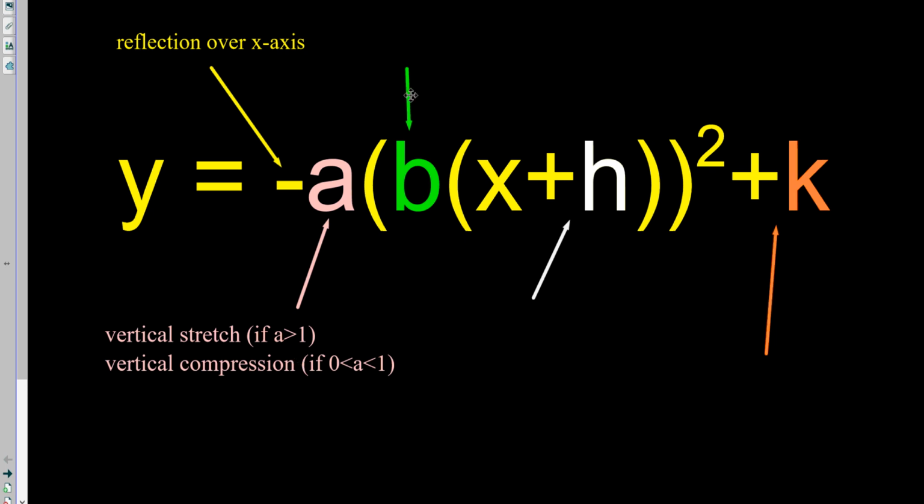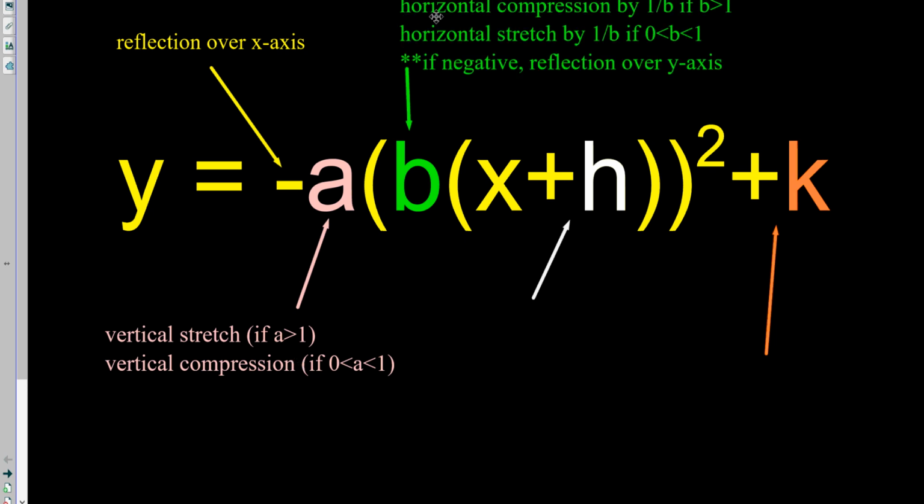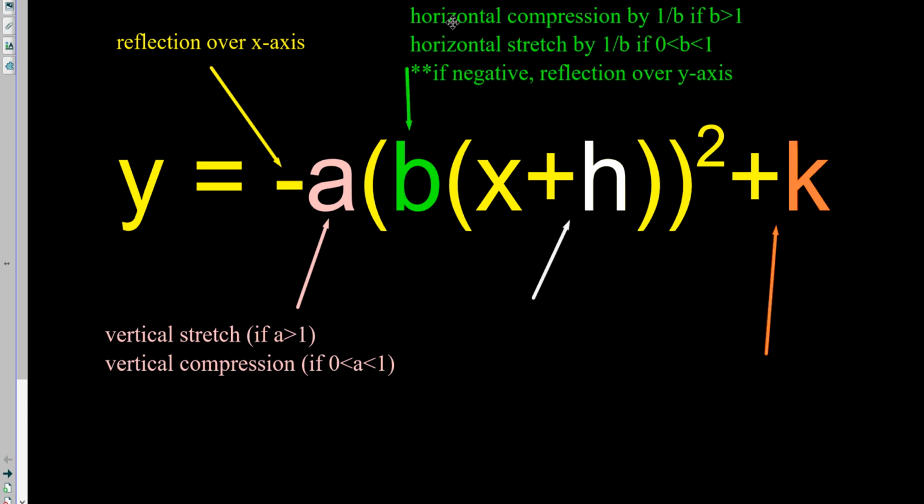If it's B in here, that would be called a horizontal compression by 1 over B. So it's always the reciprocal of this number. If that B is a 2, it's going to be called a horizontal compression by 1/2 if B is bigger than 1. If B is 1/3, it'd be a horizontal stretch by 3. You do the reciprocal, so the reciprocal of 1/3 is 3, and that's if it's between 0 and 1. And then if it's negative, we said it's a reflection over the y-axis.